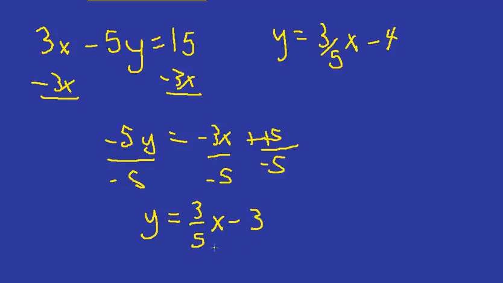Well, notice my slope for this equation is 3 over 5. My slope for this equation is 3 over 5. Well, what does that tell me? These two lines are parallel. And I hope I spelled that right. I don't know if it's one R or two R's.